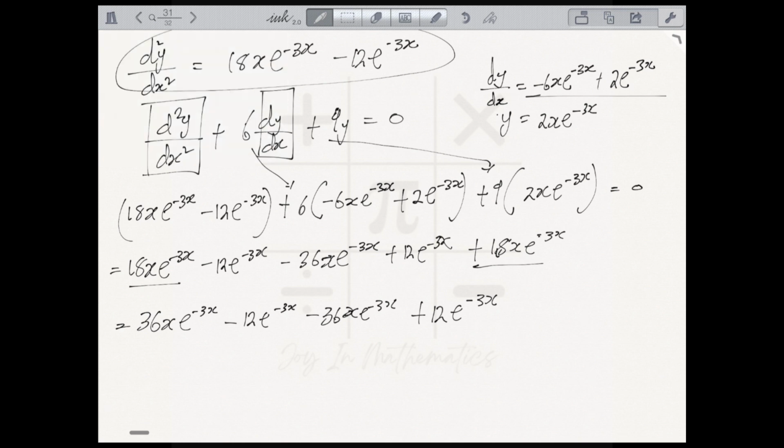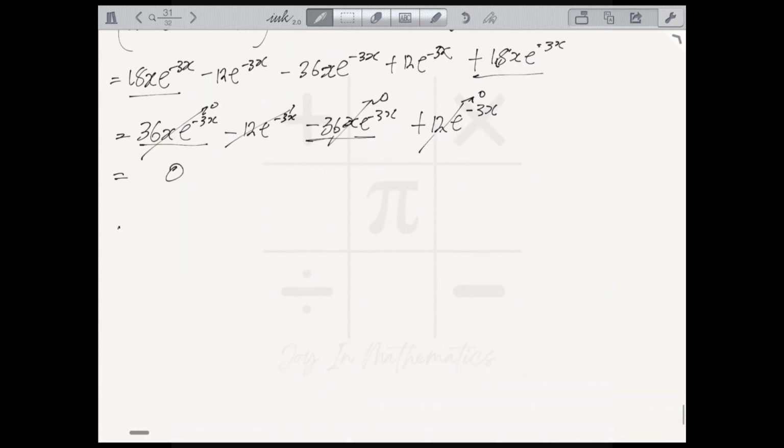Now this will nullify this. Likewise, this will nullify this. So our final answer is 0. So hence, when y is equal to 2x exponential minus 3x, we have been able to prove that d square y dx squared plus 6 dy dx plus 9y is equal to 0.